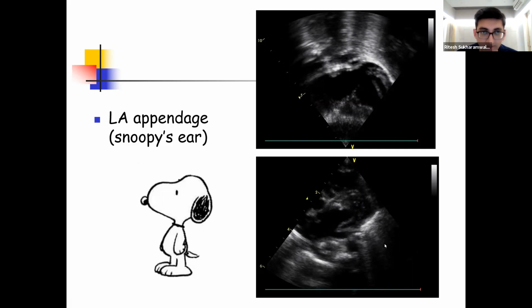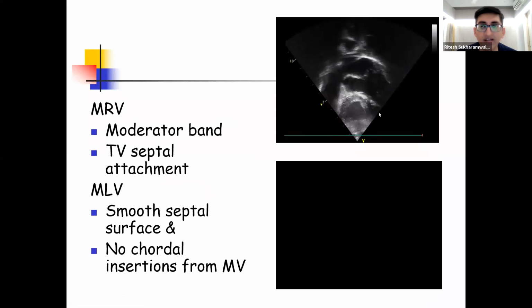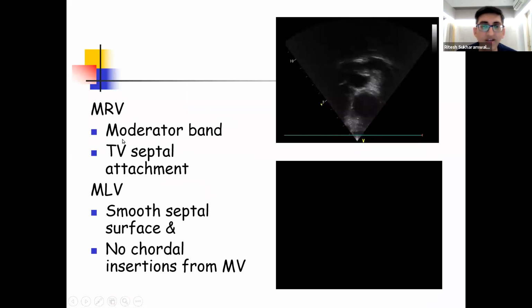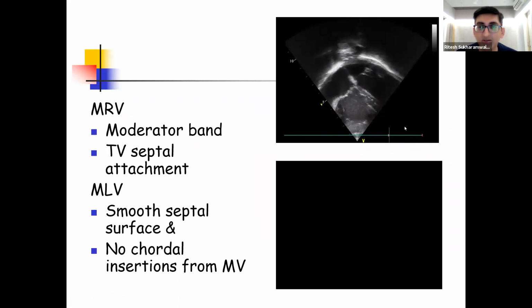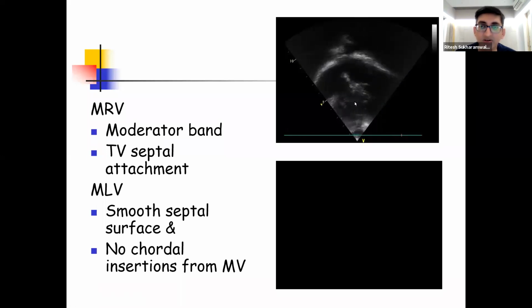This is additional information. So coming to the right ventricle, how do you define a right ventricle? The right ventricle is defined by the moderator band and the tricuspid leaflet attachment. What we can see over here is the interventricular septum, and there is an additional structure crossing the apex of the right-sided ventricle. Because you have the tricuspid valve septal insertion attaching to the interventricular septum, we can see this insertion of the tricuspid valve on the interventricular septum.